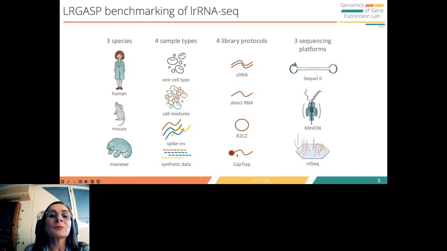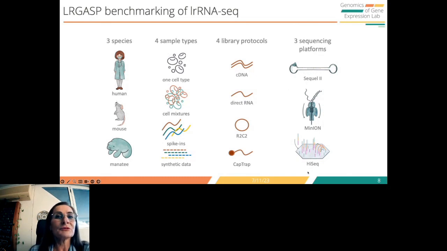And then we have CapTrap, in which the transcripts are captured from the 5' end. So hopefully that will help to increase the accuracy in detecting transcription start sites. And then with these protocols, we have three sequencing platforms: PacBio, Sequel II at the time, MinION, and we also generated Illumina data with HiSeq.